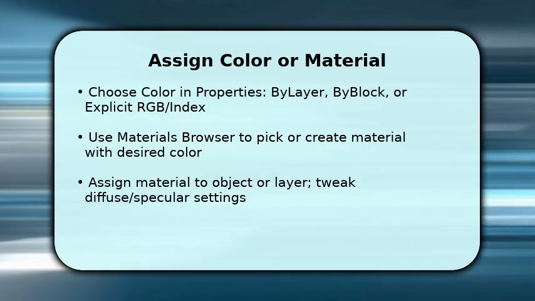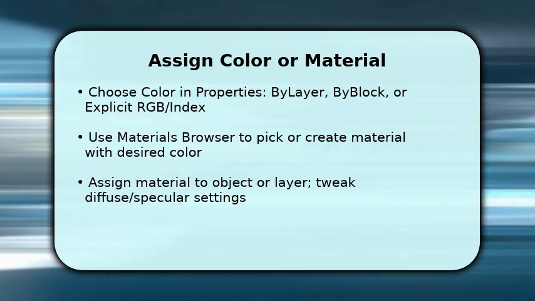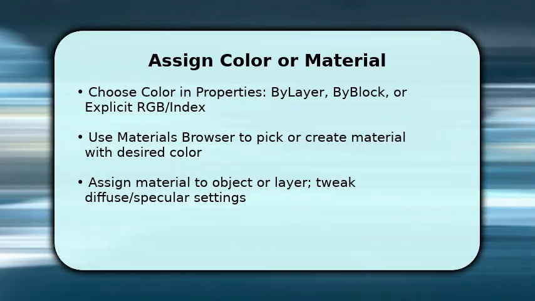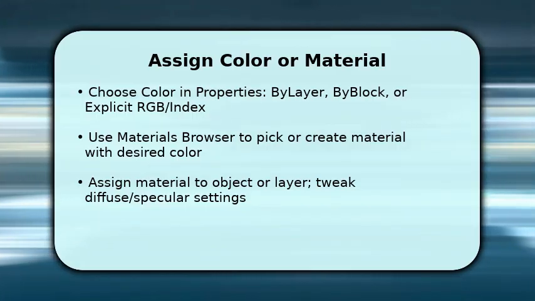For realistic results, open the materials browser, pick or create a material, and edit its diffuse color and reflectivity. Assign the material to the object or the layer. Make sure mapping and scale match your geometry. Once done, preview with the render or visual styles controls to confirm appearance.